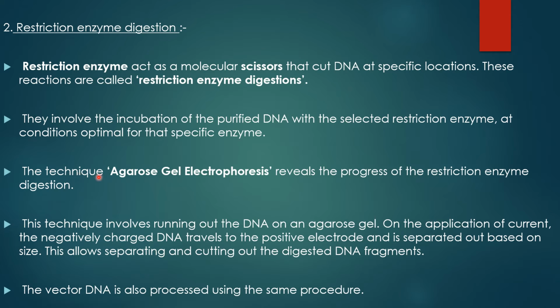In the restriction digestion, the scissors cut the two ends, giving sticky ends and blunt ends. The technique of agarose gel electrophoresis reveals the process of the restriction enzyme digestion. This technique involves running out the DNA on an agarose gel. On the application of current, the negatively charged DNA travels to the positive electrode and is separated out based on size. This allows separating and cutting out the digested DNA fragments. The vector DNA is also processed using the same procedure.